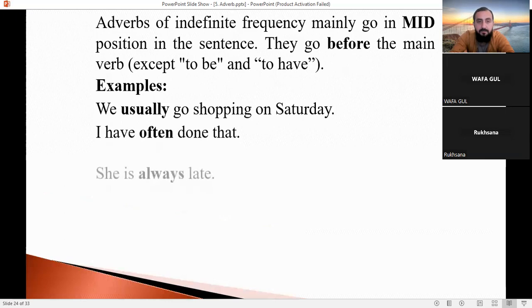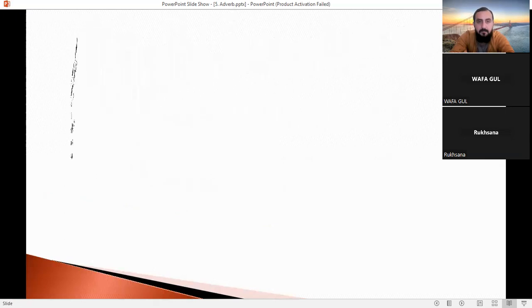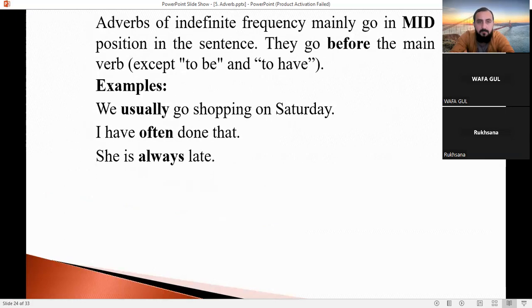Continue. Adverbs of indefinite frequency mainly go in mid position in the sentence. They go before the main verb except to be and to have. For example, we usually go shopping on Saturday. I have often done that. She is always late. Okay, fine. So when there are main verbs, they should be used before main verbs.